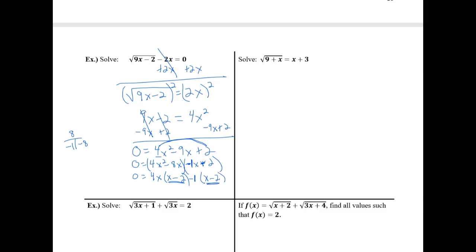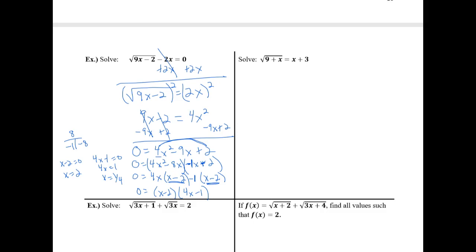Now they match. I can take out that GCF of x minus 2, which would leave me with 4x minus 1. We set each one of those factors equal to 0. So x minus 2 could be 0, which means x would be 2. Or 4x minus 1 could be 0, in which case we would add the 1, divide by the 4, and x could be 1/4.